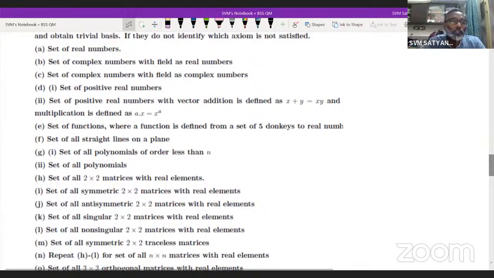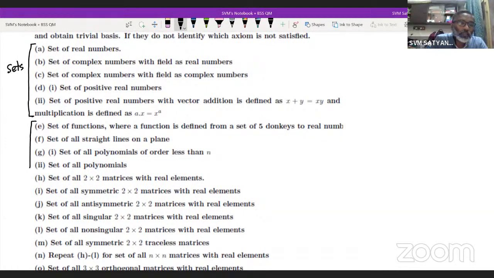Okay, so now let me take another. Up to this, these are just basically A to D. These are simply some sets. Set of real numbers, set of complex numbers, and things like that. Now, these are things which depend on another concept. E, F, G, H. So first thing is the set of all functions where a function is defined from a set of 5 donkeys to real numbers.